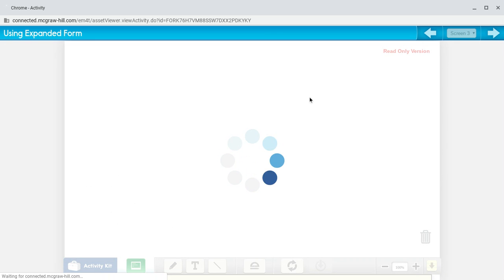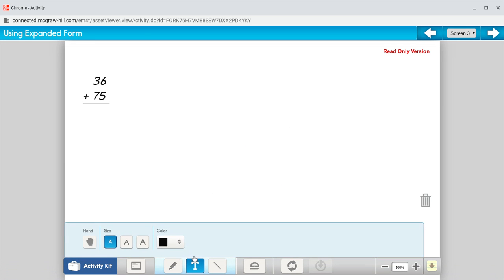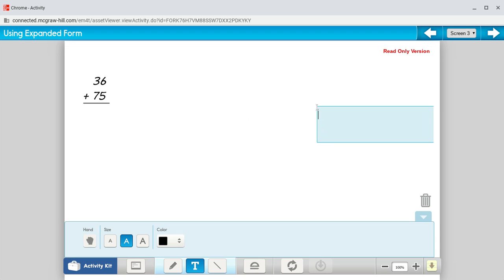All right, so we have 36 and 75. So what I'm going to do is bring up one of these text boxes for us. Give me a second here because I know it takes me a little while to get this going. So I'm going to draw a text box, and that guy's way too far over there. So we're going to draw another one here for ourselves. All right, that's fine. We'll move it when we need to.